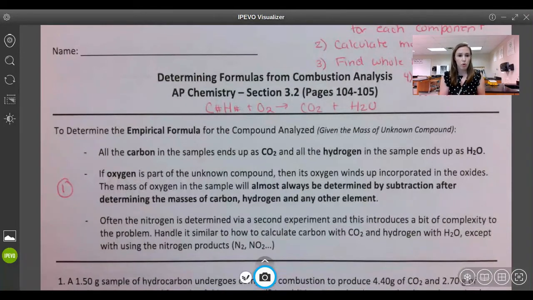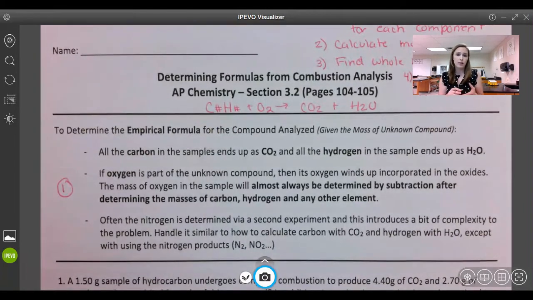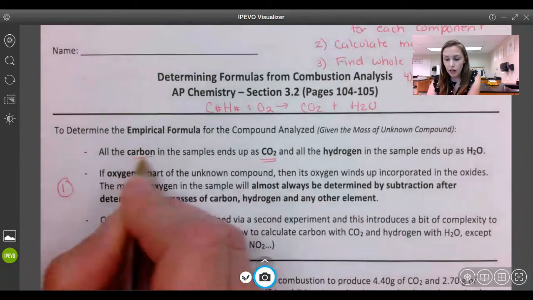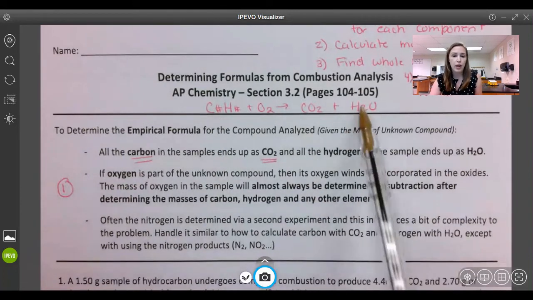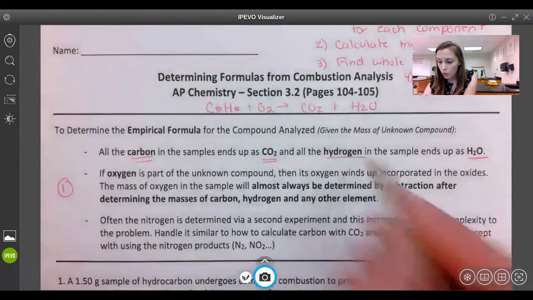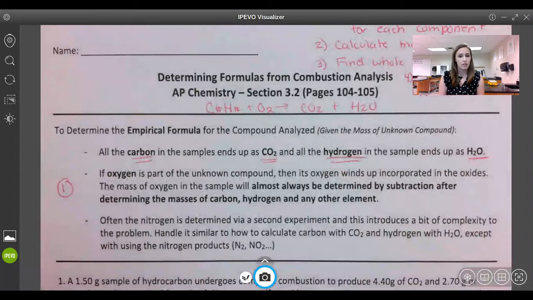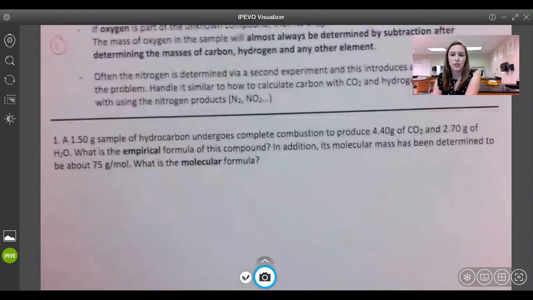When we go to figure out the moles of carbon in this unknown hydrocarbon, all of that carbon is going to end up as CO2. So we can use the information about CO2 to figure out how much carbon we have. All the hydrogen that is in that hydrocarbon is going to end up as water. So the mass of the water is always going to help us determine the mass of the hydrogen. Okay, so that's where we're going to start. Then we'll get into how we deal with it when there is an oxygen in the unknown compound, or if we have something else like nitrogen, we'll handle that in the next video. All right, so let's get started with this.